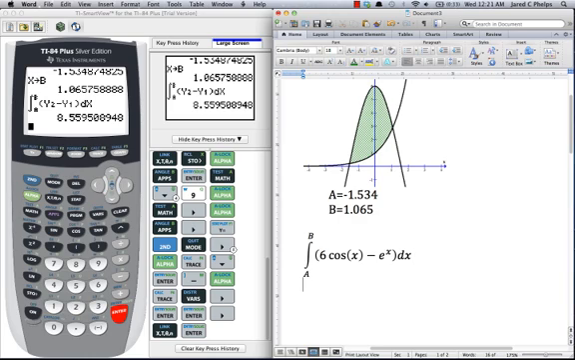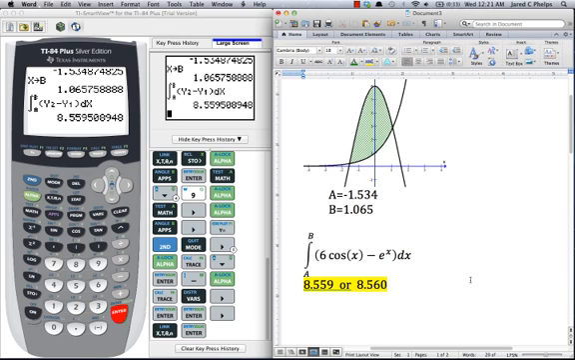So this integral, this thing I worked out, is 8.559, or we could do 8.560 if you decided you wanted to round up. Either one of these values would be acceptable on a test or on the AP exam.